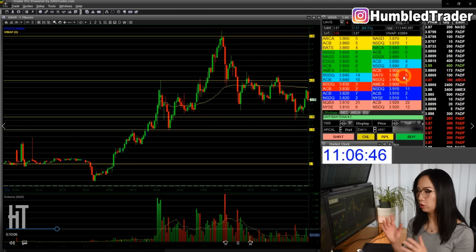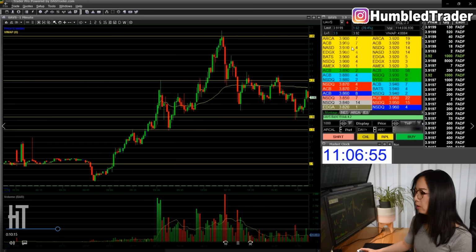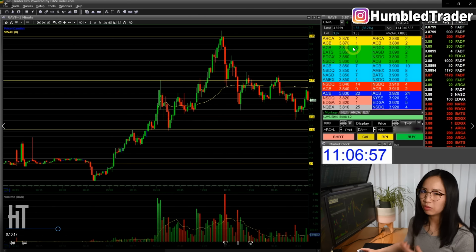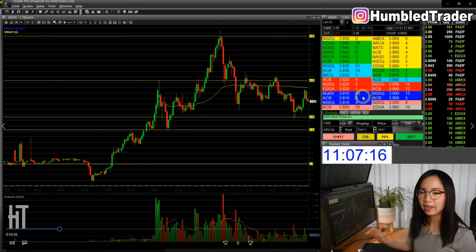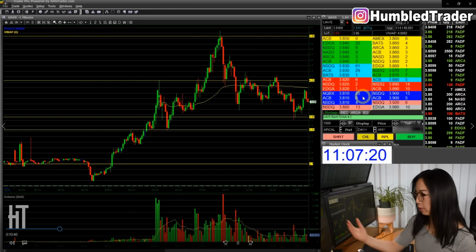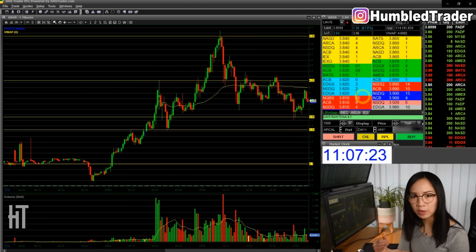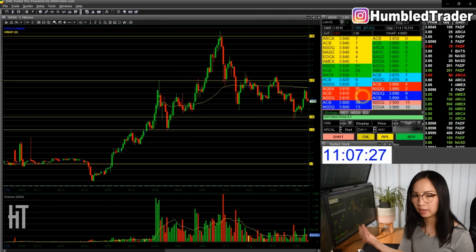So that's why you want to have the level 2 and the tape placed side by side. Otherwise, strictly reading a level 2 doesn't really help that much, in my opinion, of course. And that's why I really hate using the level 2 on Thinkorswim, because there's no color blocks. It's very hard for me to identify whether we're stacked on the buyer side or the seller side without these color blocks.